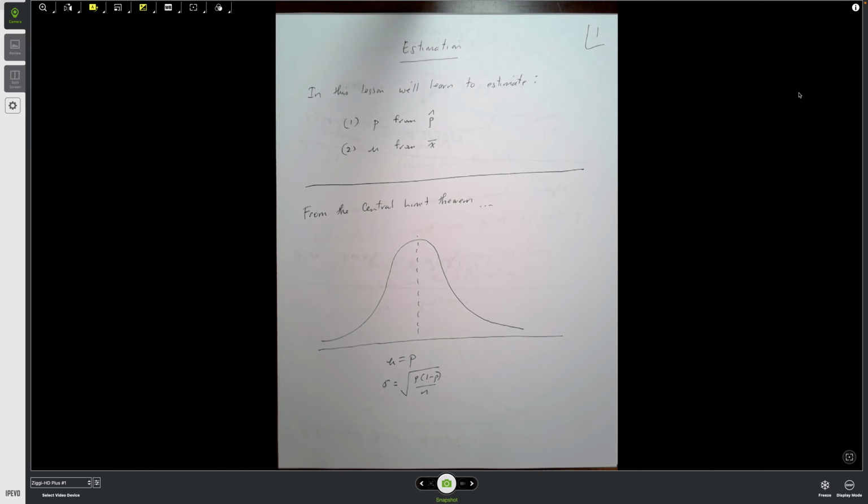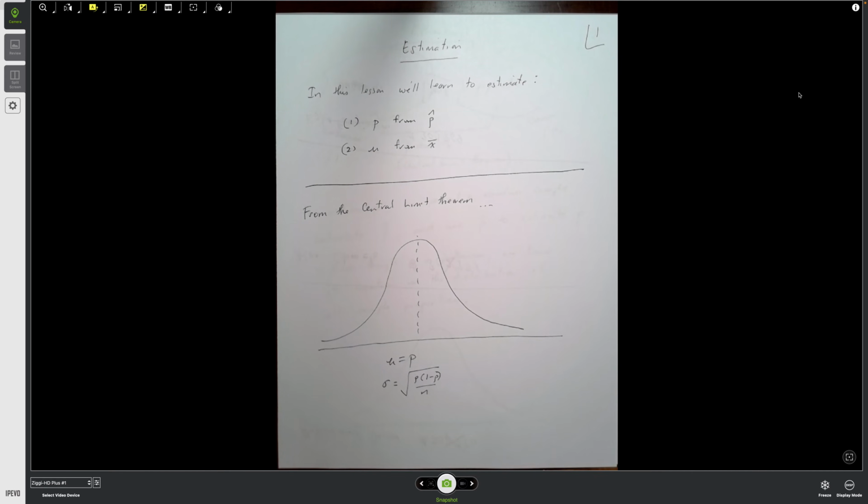So in this lesson, we're going to learn to estimate P from P hat, and to estimate mu from X bar. So we're moving into the world of inference. P and mu, the population values, are now going to be unknown, and we're going to use values that we calculate from a sample to estimate these unknown values.